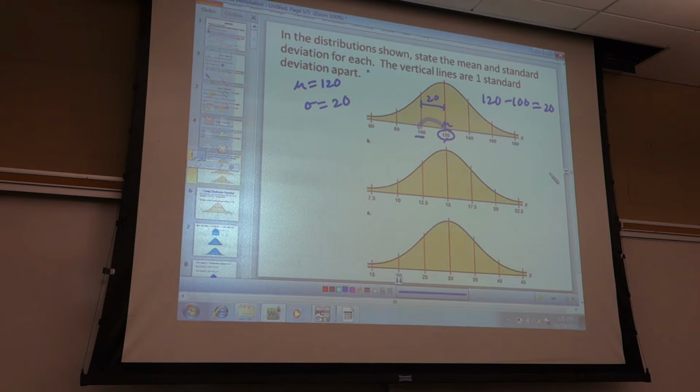Okay, I'm going to randomly pick somebody. Someone who's not talking is more likely who I'll pick. Jeremy, what is my mean? My mean is 15. And Cole, what did you folks get for the standard deviation? 2.5. Perfect. Everybody take a look at the third one.